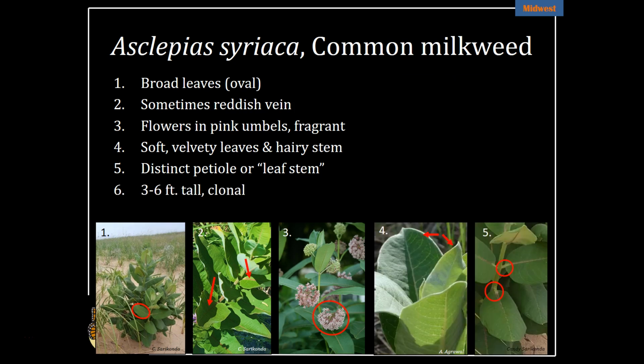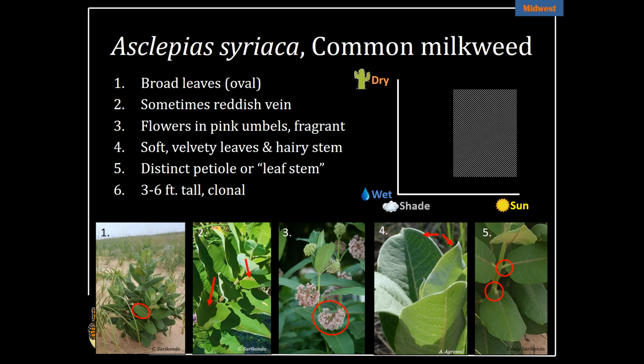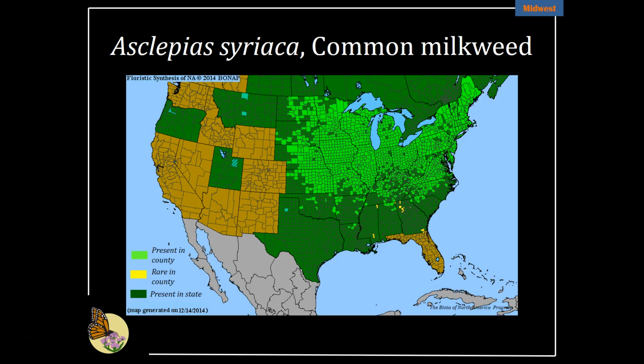Common milkweed grows to be 3 to 6 feet tall. It is clonal, meaning that it spreads underground via root-like structures called rhizomes. Therefore, it is likely that a whole cluster of common milkweed stems is actually a single plant, all connected underneath the soil through rhizomes. It grows in a wide variety of conditions, from moist to dry, from partially sunny to full sun. It is an open prairie plant and can readily colonize low-quality areas. The bright green on this map shows where common milkweed is commonly found.